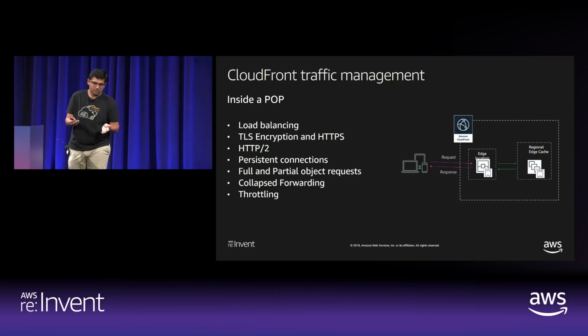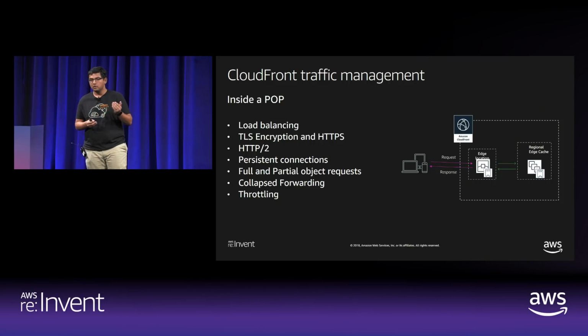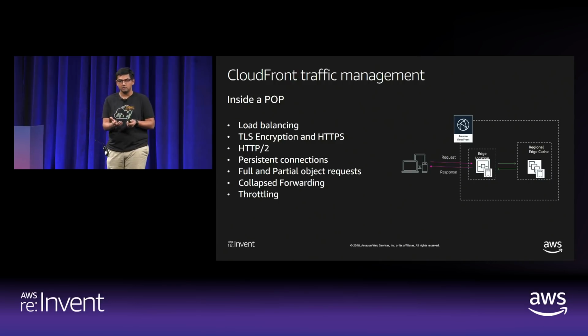And for the objects themselves, you can have the full or the partial object request, where there's certain optimization for partial object requests so that we reduce the origin load. Now, one interesting case here is collapse forwarding, which means when there are lots of concurrent requests for the same object, you don't want all that load to be seen on the origin server. So CloudFront basically collapses those requests and sends a single upstream request from a cache server.